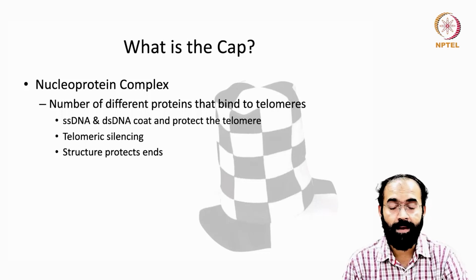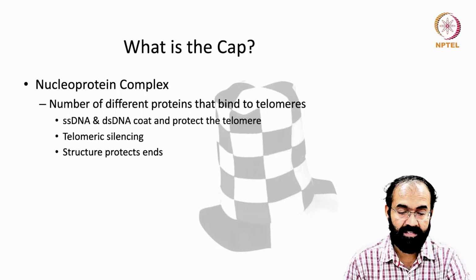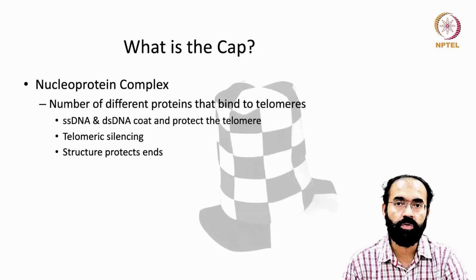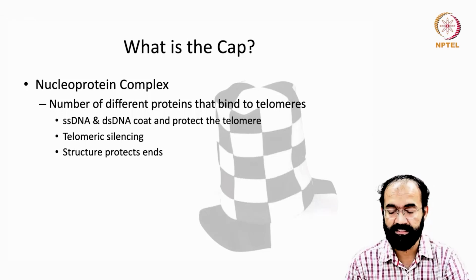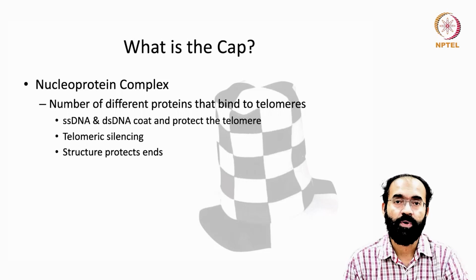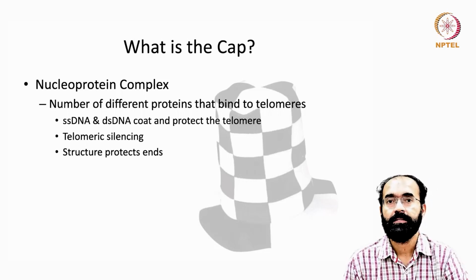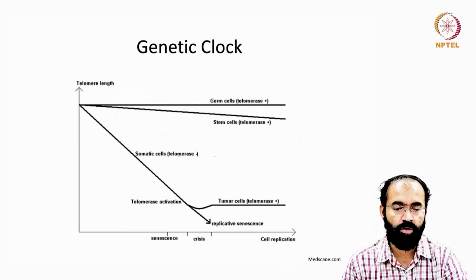The cap is formed from single stranded DNA and double stranded DNA, and it forms a coat around the chromosome. It is also important in telomeric silencing, meaning you don't want any gene expression coming from the telomeres, and it acts like a protection point from chromosome fusion, so that a broken piece of DNA should not end up at the tips of a chromosome.